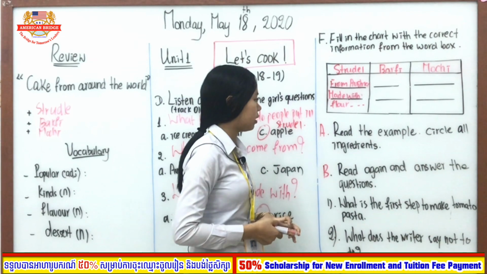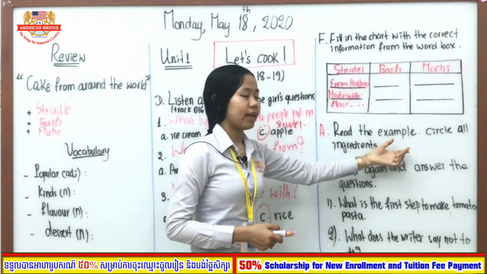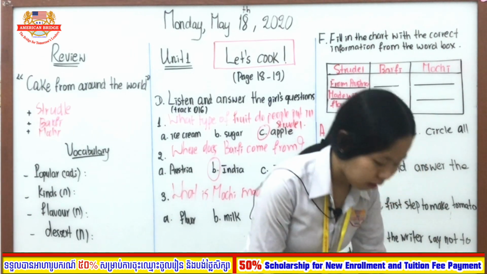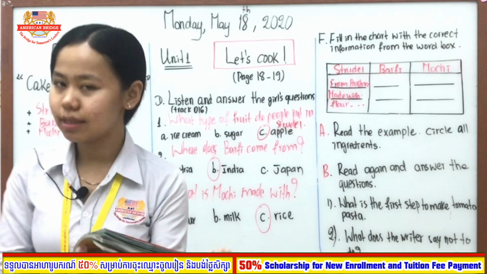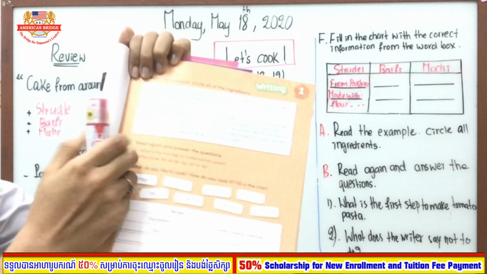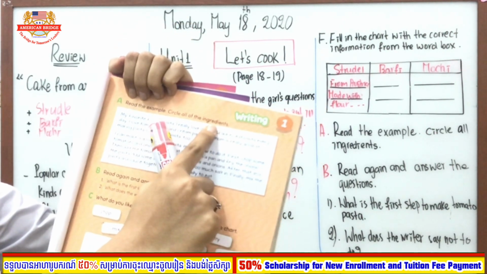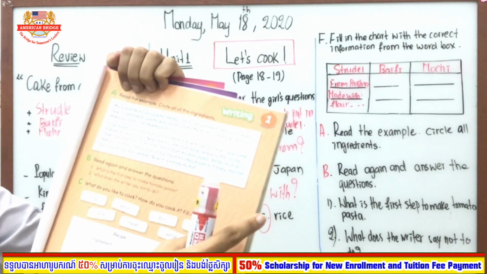And moving on to section A: read the example and circle all ingredients. Teacher would like all of you to practice this as well, if you have your own textbook. It's very easy. Just read the example. So they give you the text about ingredients.